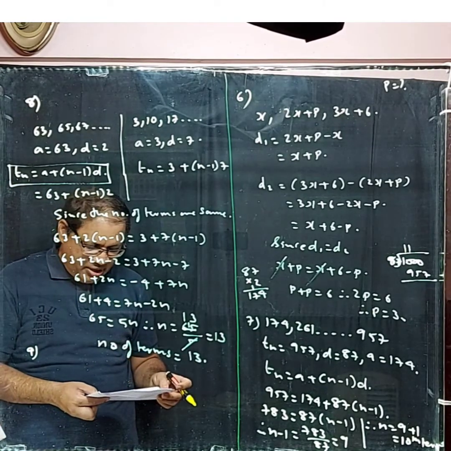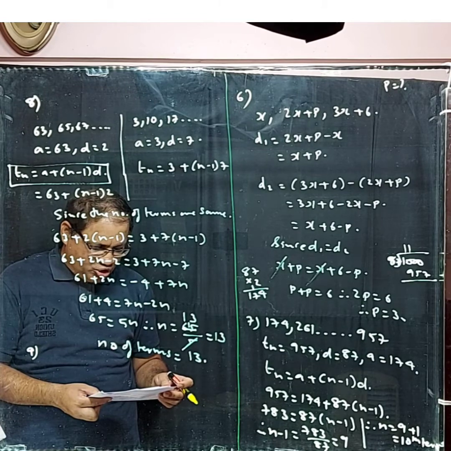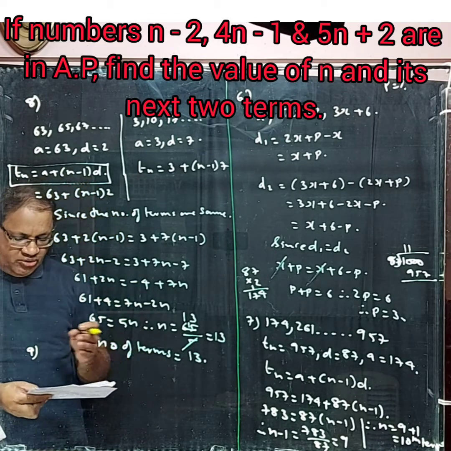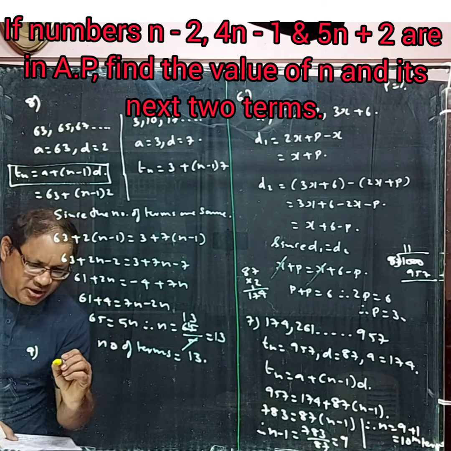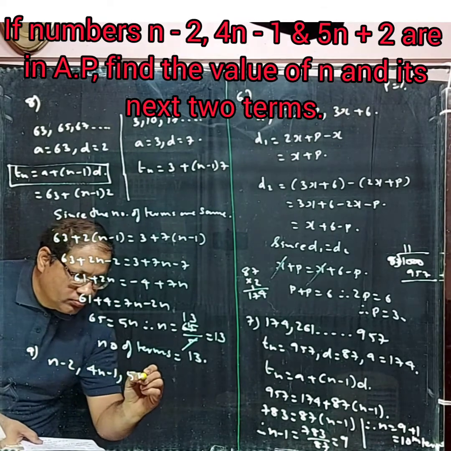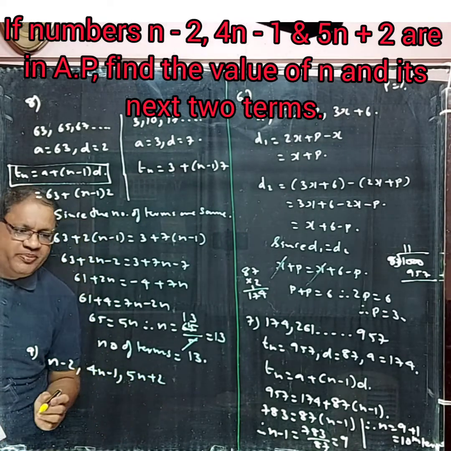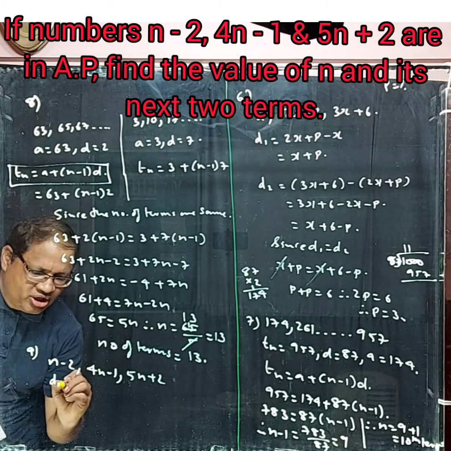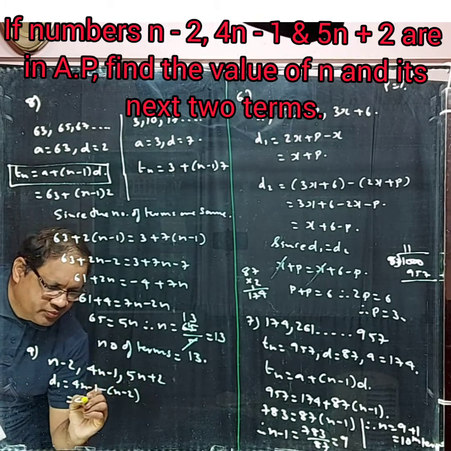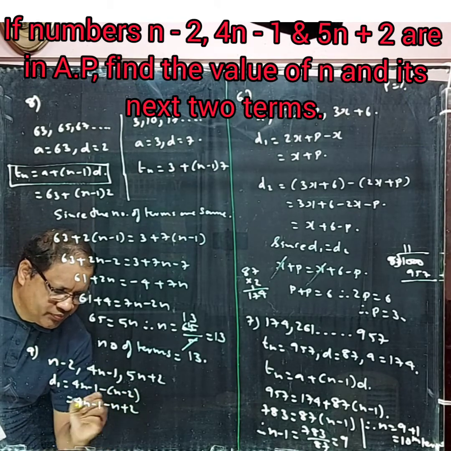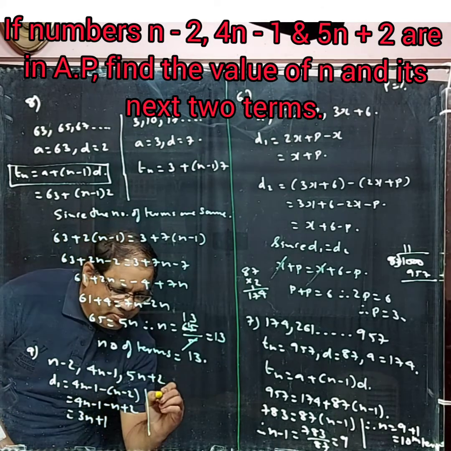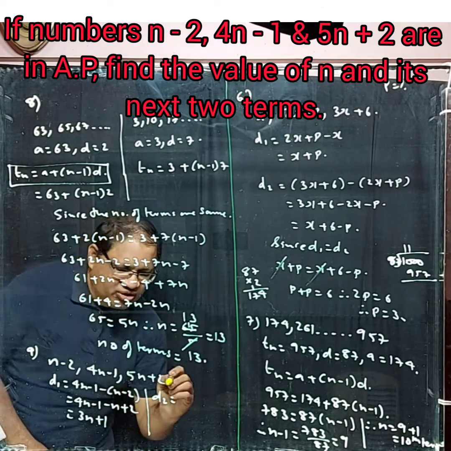If the numbers n minus 2, 4n minus 1, 5n plus 2 are in AP, find the value of n and its two terms. So now if these numbers are in AP, then the difference will be the same. So first we'll find out D1, 4n minus 1 minus n minus 2, and D2 will be third number minus first number.